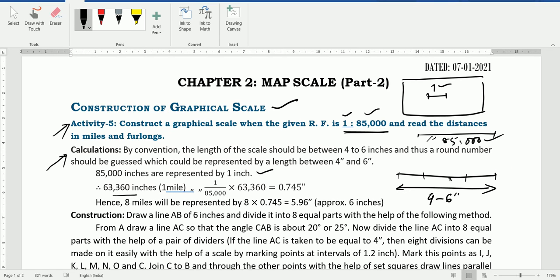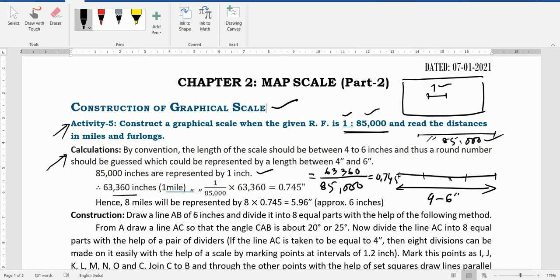63,360 inches, that is 1 mile, would be represented by 1 by 85,000 multiplied by 63,360. That means we have to divide this 63,360 by 85,000, and we have got 0.745.